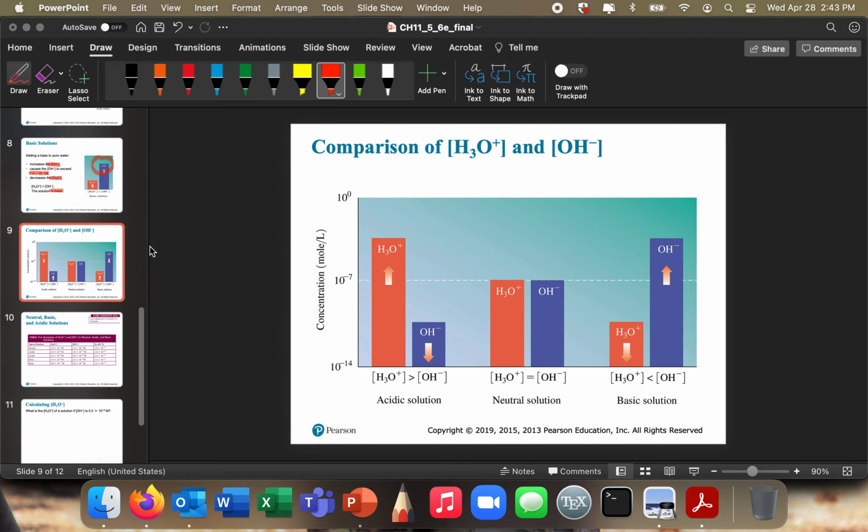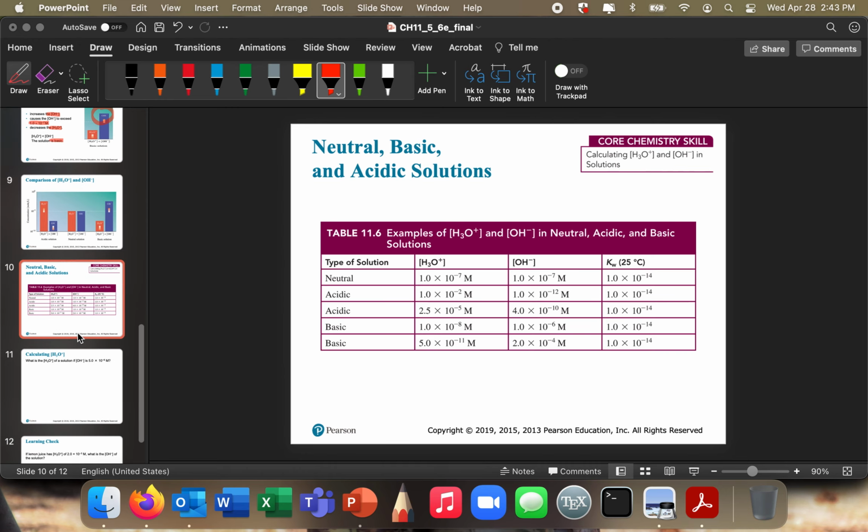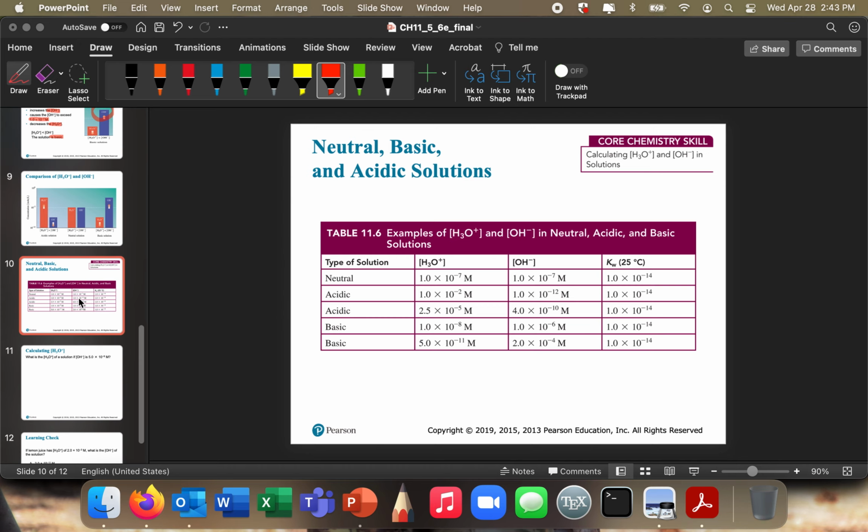All right, so we already showed you this picture in a previous slide. I think we're basically done. Let's do a calculation here. Table 11.6. I don't think I want to go over with you right now. Yes I do. If it's neutral, the concentration of acid is this, the concentration of base is that, and you multiply them together and you get 10 to the minus 14.